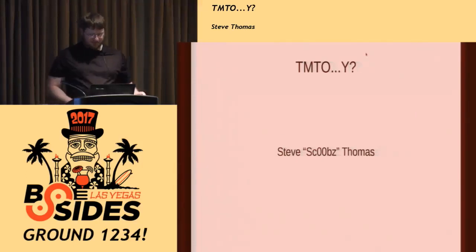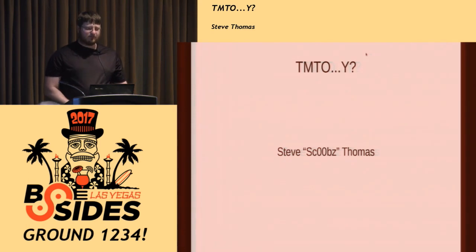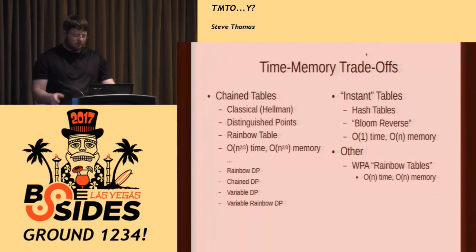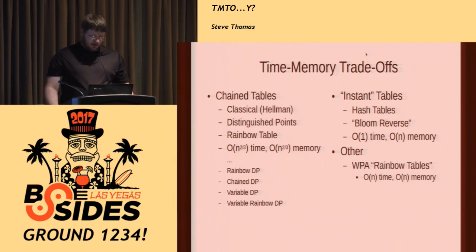Okay. Like you said, my talk's on TMTO and why. So this is time memory trade-offs. You have chain tables, the original ones, the classical Hellman tables. Then there were distinguished points. Then in 2003, there was rainbow tables. This made the time memory trade-off better.